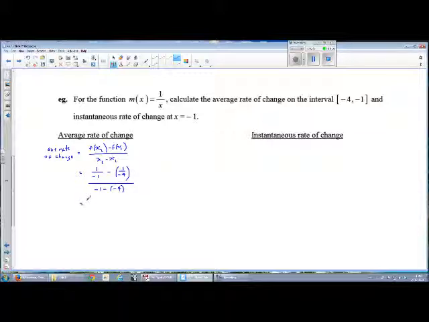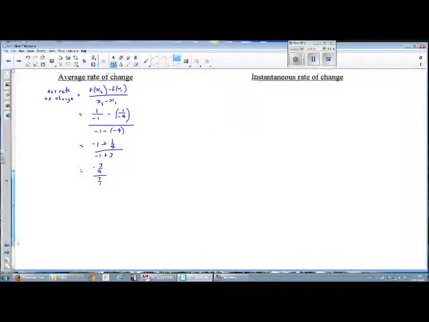Then we simplify this, we get negative 1 plus a quarter over negative 1 plus 3, which gives us negative 3/4 over 3 over 1. And when we divide fractions we flip and multiply, so we get negative 3/4 times 1 over 3. And a little bit of simplification, we get negative 1 over 4.